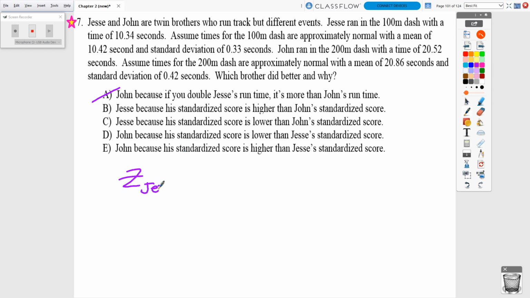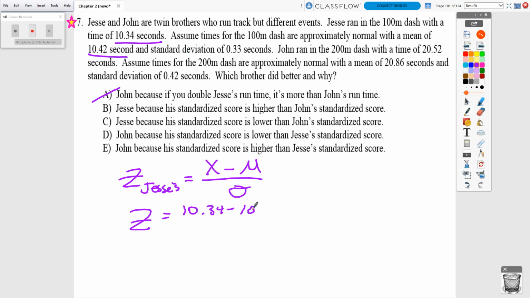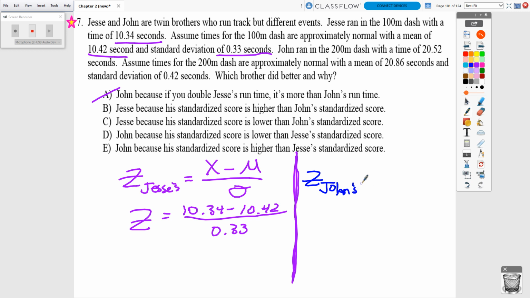So let's get Jesse's z-score. So we'll have x minus mu over sigma. And so for Jesse's z-score, we're going to need Jesse's actual time. Jesse's time was 10.34, so that's the x, minus the mean, and that mean was 10.42, divided by the standard deviation, 0.33. All right, and then we'll do the math here in a second. So let's jump over. Let me grab a different color. And let's do John's. There we go. John's z-score. Again, same formula, x minus mu over sigma, except John's time was 20.52.